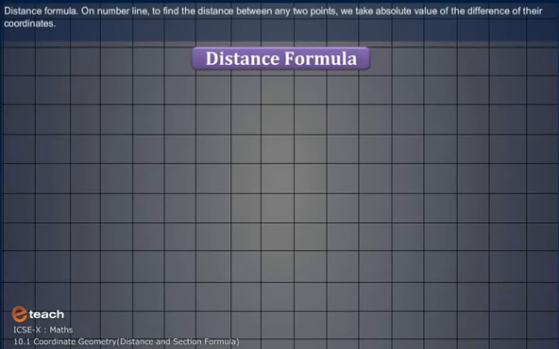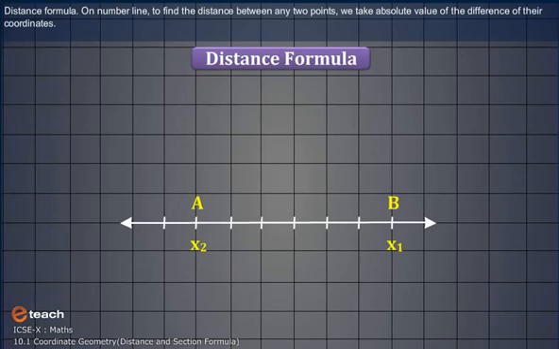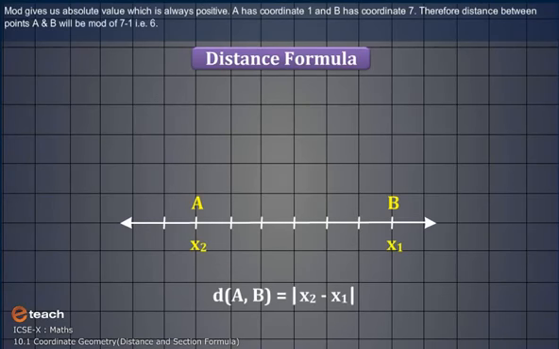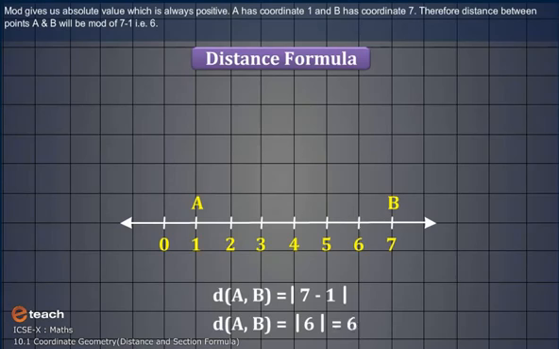Distance formula. On a number line, to find the distance between any two points, we take absolute value of the difference of their coordinates. Mod gives us absolute value, which is always positive. A has coordinate 1 and B has coordinate 7. Therefore, distance between points A and B will be mod of 7 minus 1, that is 6.